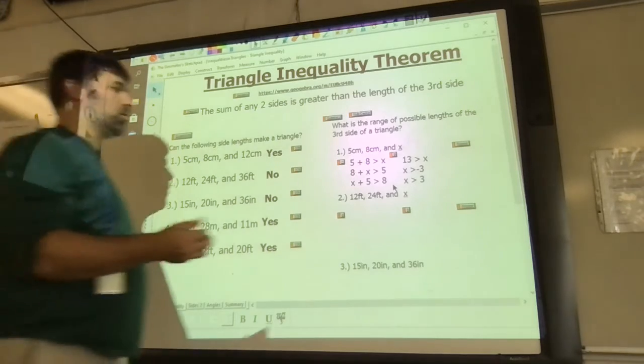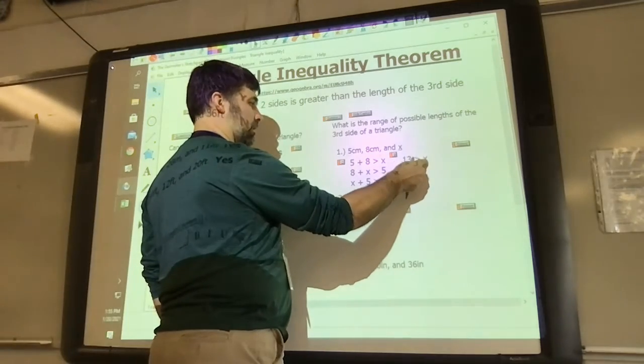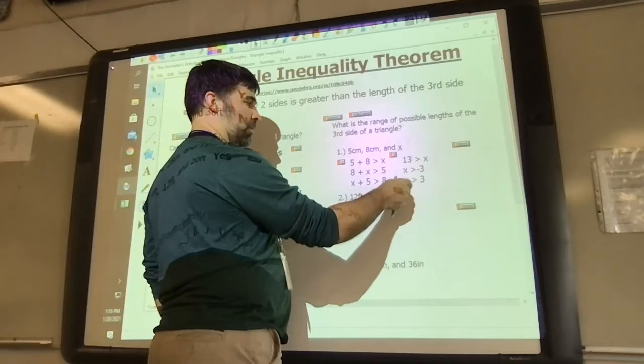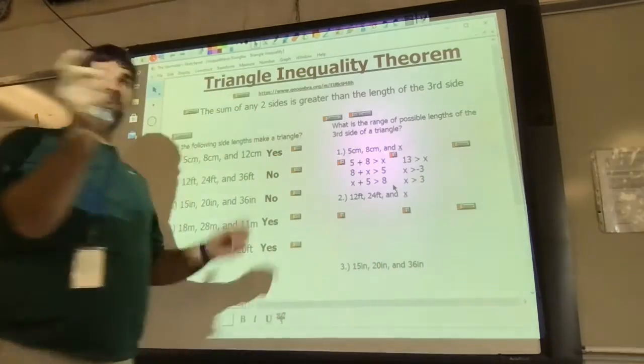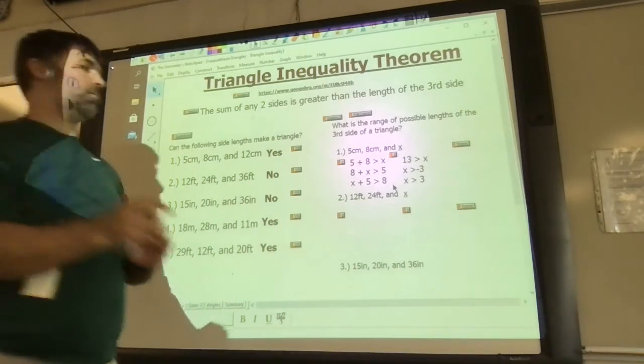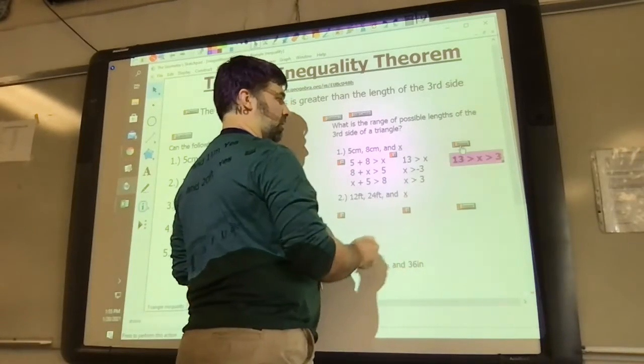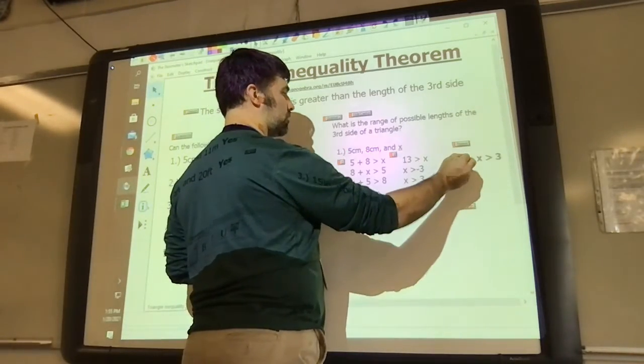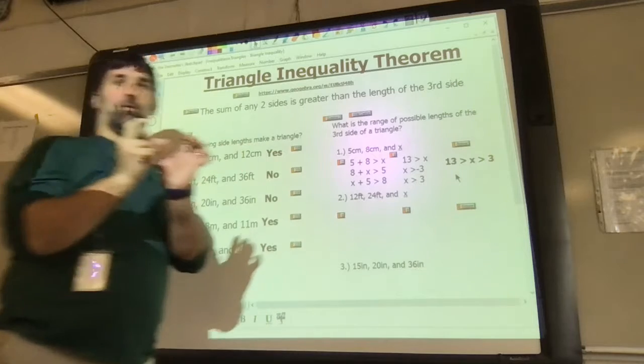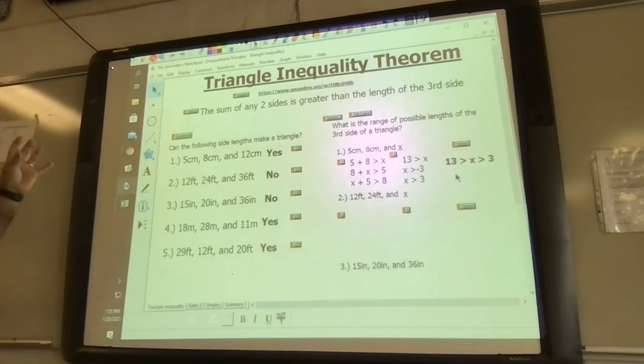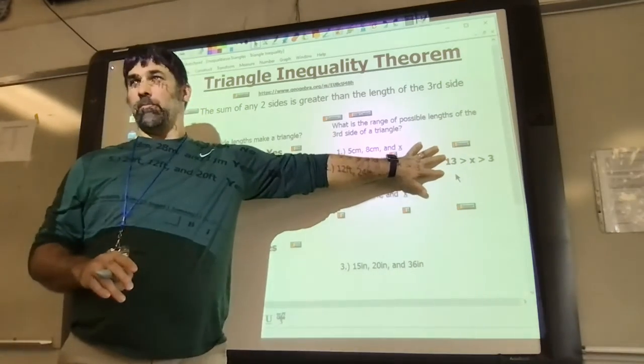Does that make sense? We already said X had to be less than 13 and X had to be greater than 3. So what you're going to do is combine those two ideas into one statement. Here's what your statement's going to look like. X has got to be between 3 and 13. This is the answer that it's looking for.